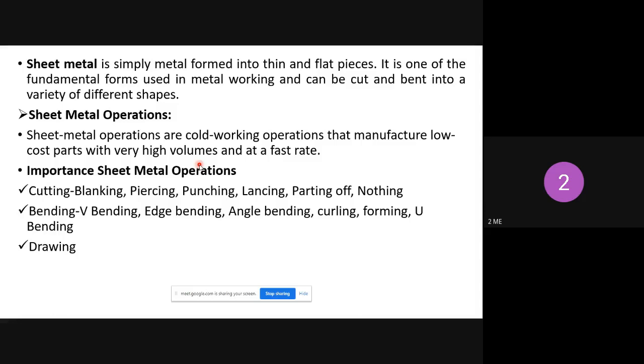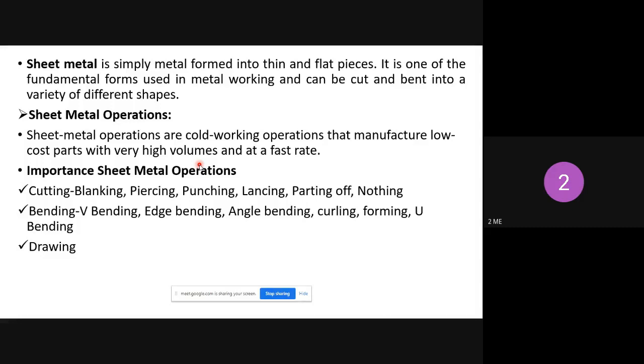Next one is sheet metal. So what is sheet metal? It is simply metal formed. It is one of the forming processes. Forming is nothing but elongation of the material along with deformation of the metal. Deformation with elongation of the metal is called a forming process.